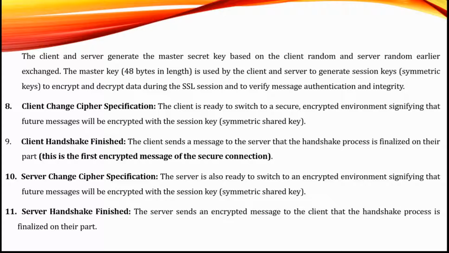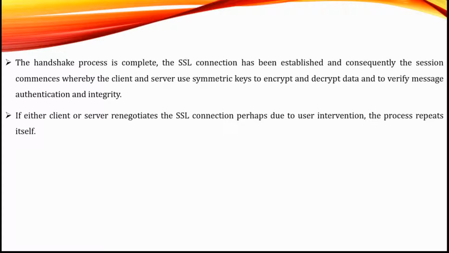After that, the client sends the handshake finished message to show that the handshake process is finalized on their part. This is the first encrypted message of the secure connection. The server, vice versa, also confirms that it's ready to switch to an encrypted environment using the server change cipher specification. It will also send the server handshake finished encrypted message to the client so that the handshake process is finalized on their part. So once this is done, the handshake process is essentially complete.